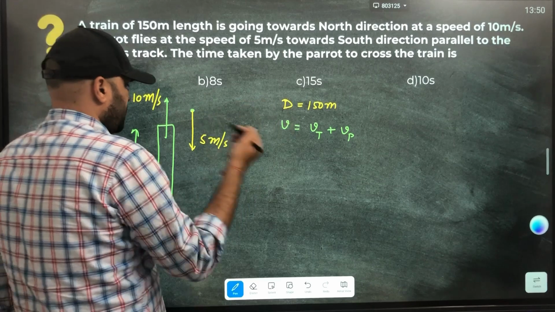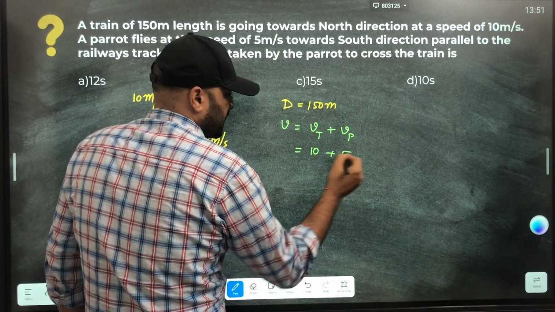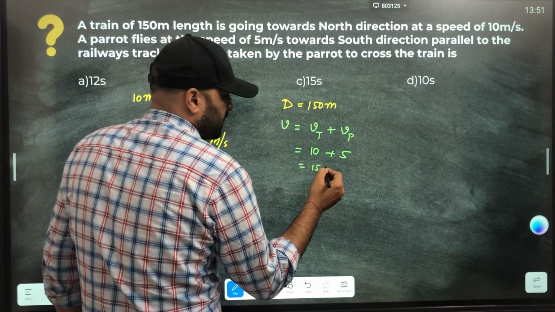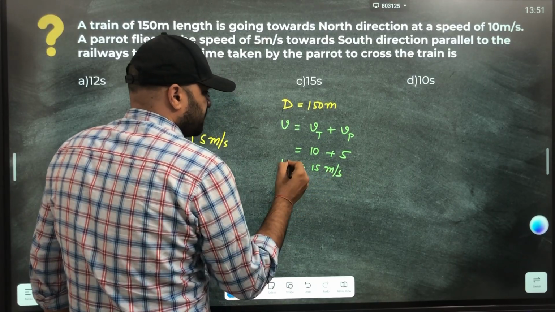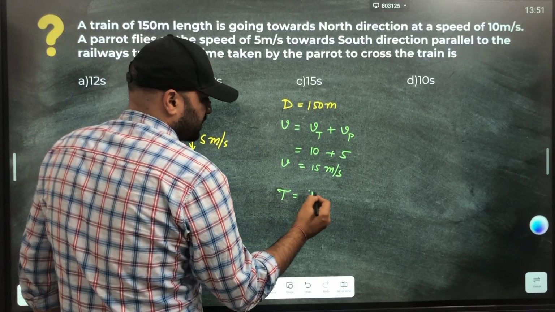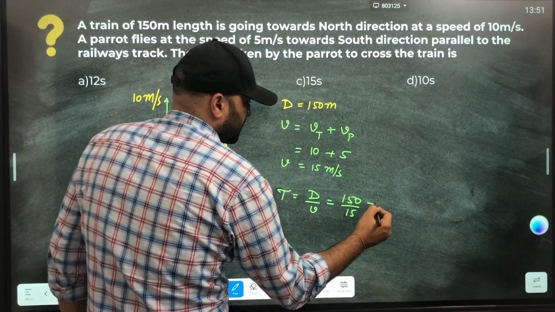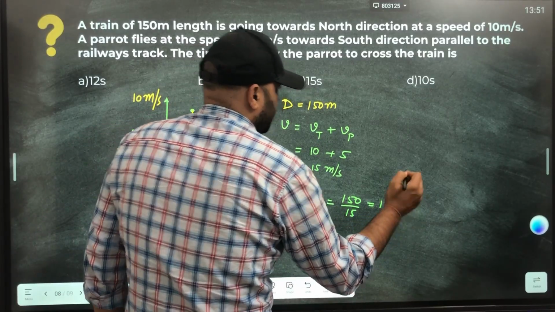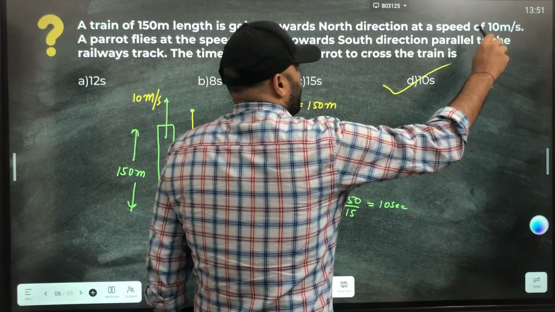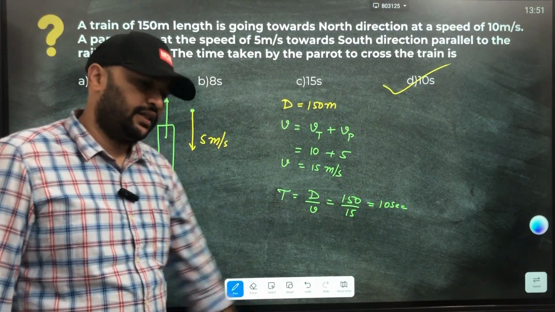So what is the velocity of train? 10 meter per second. Velocity of parrot? 5 meter per second. So relative velocity will be 15 meter per second. If the relative velocity is 15 meter per second and relative distance is 150 meter, then time will be equal to distance upon speed. Distance is 150, speed is 15, so the correct answer is 10 seconds. How much time will the parrot take to pass the train? 10 seconds straight away. I hope this is clear. Let's see the next one.